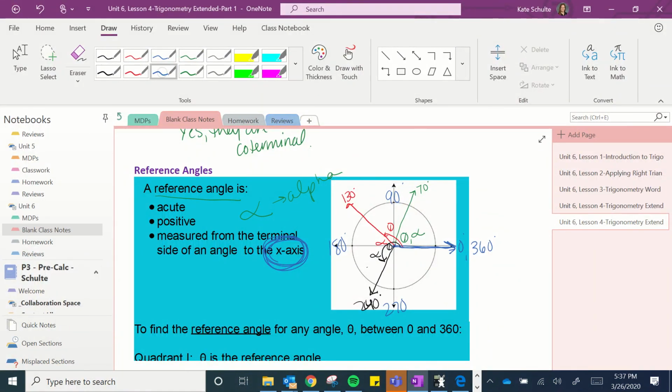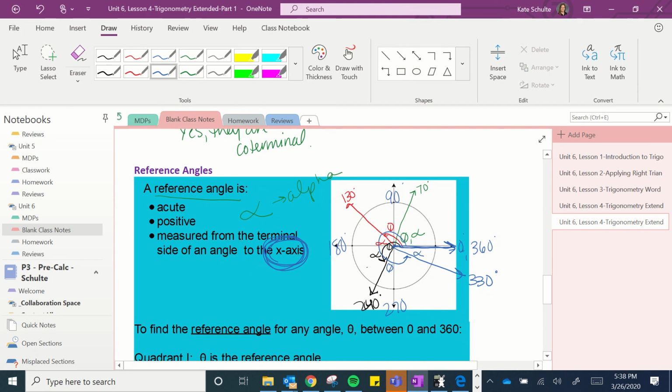I guess I'll just use blue. All right, 330 we know is going to be in our fourth quadrant between 270 and 360. Right, so now my theta is 330. My alpha is again between the terminal side and the x-axis. I can't go back to 180 because that's obtuse. So my alpha is in here between the terminal side and the x-axis. And so I'm not going to use the 0 here.